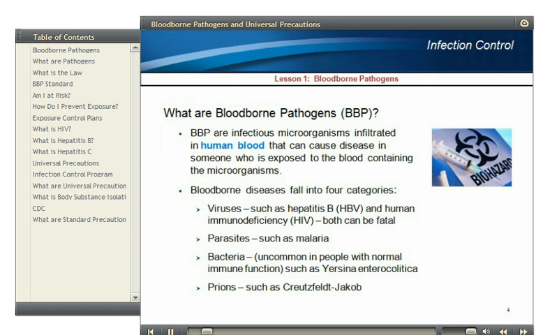What are bloodborne pathogens, BBP? BBP are infectious microorganisms present in human blood that can cause disease in someone who is exposed to the blood containing the microorganisms. Bloodborne diseases fall into 4 categories. Viruses, such as hepatitis B, HBV, and human immunodeficiency virus, HIV. Both can be fatal. Parasites, such as malaria. Bacteria, uncommon in people with normal immune function, such as Yersinia enterocolitica. Prions, such as Creutzfeldt-Jakob.